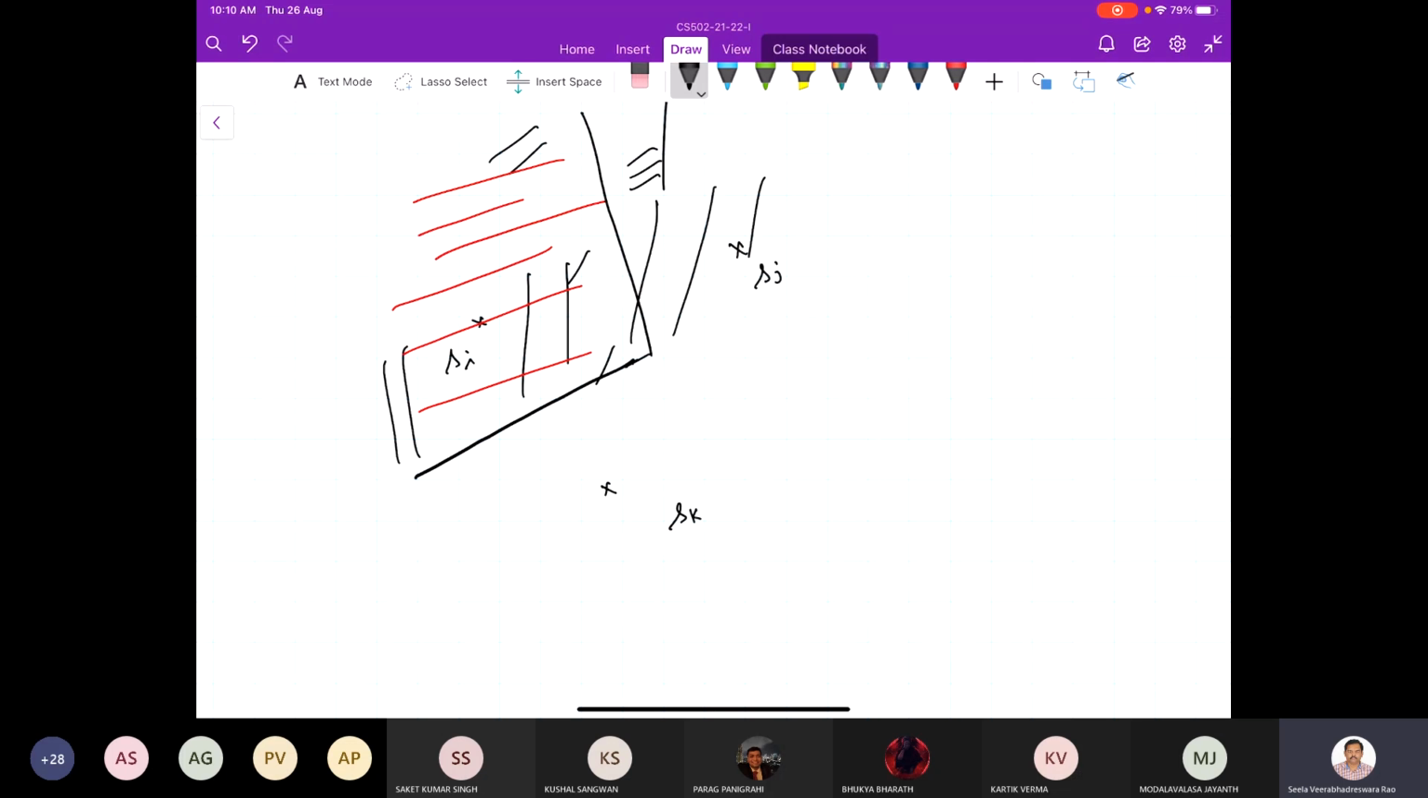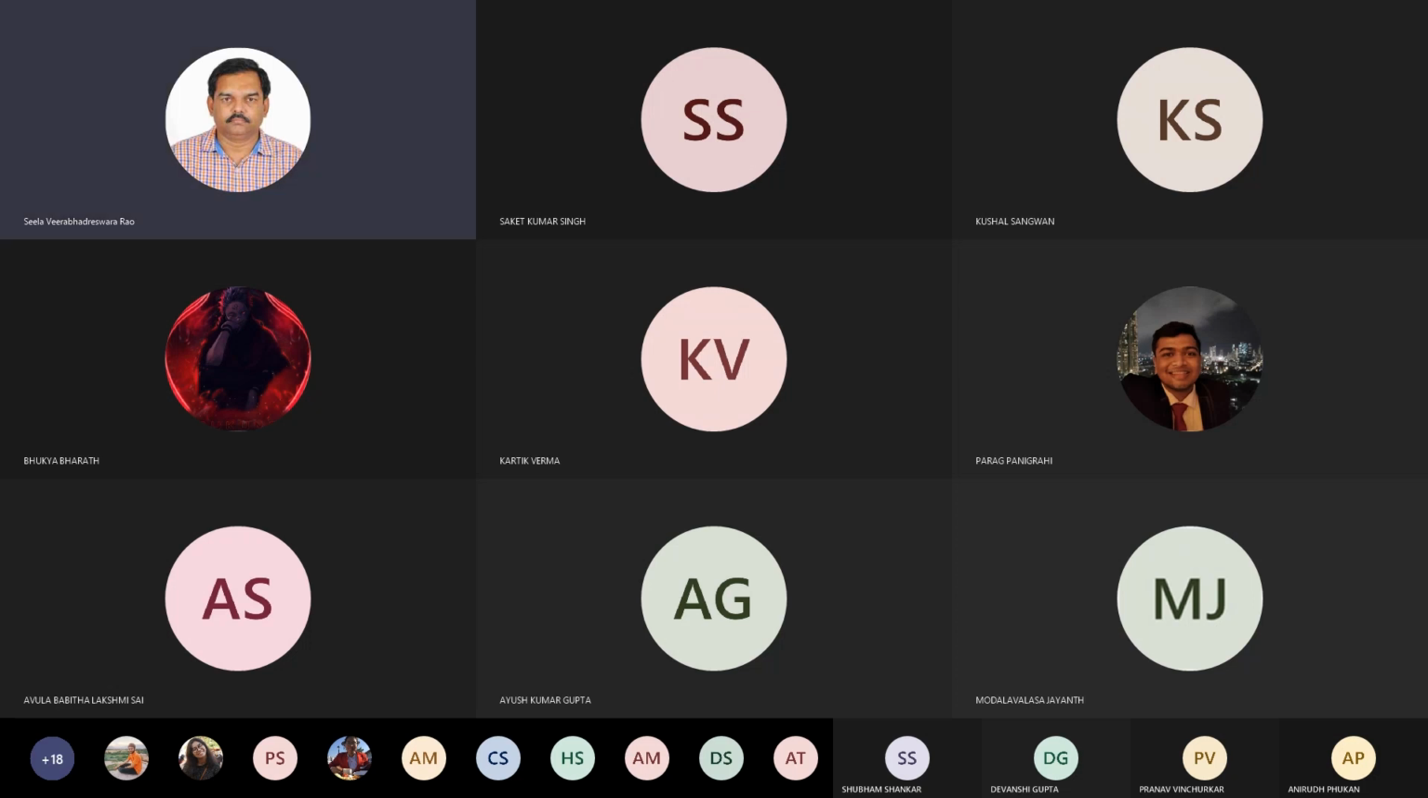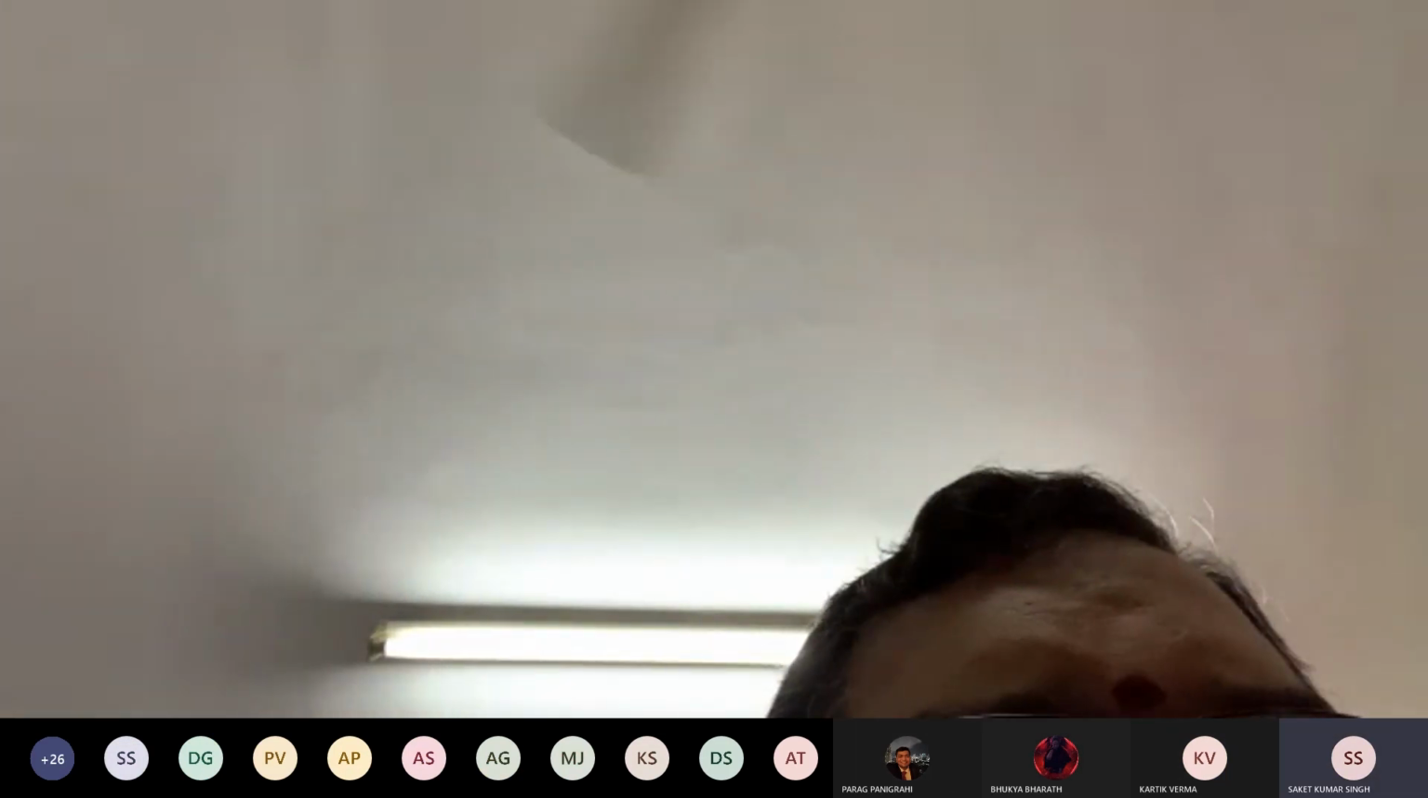Okay, so similarly, if you draw a bisector between SJ and SK, it will be something like this. You are able to see the screen? No, sir, not now.